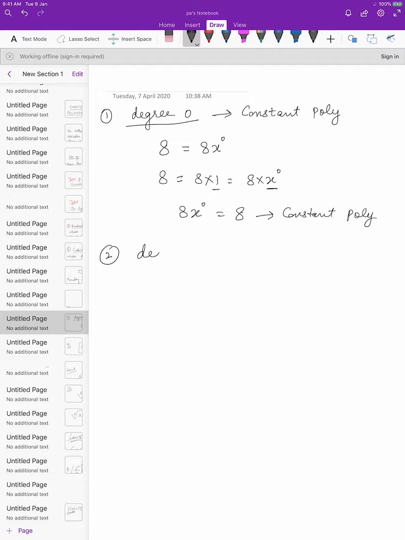Second is, if the degree of the polynomial is 1, what do we call it? For example, 2x plus 5.